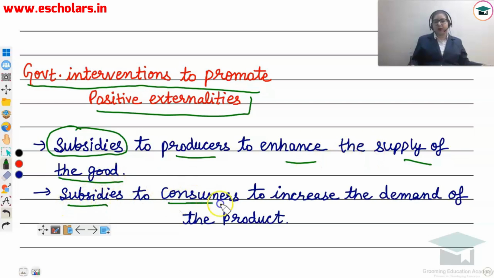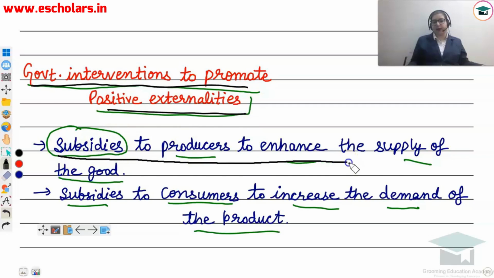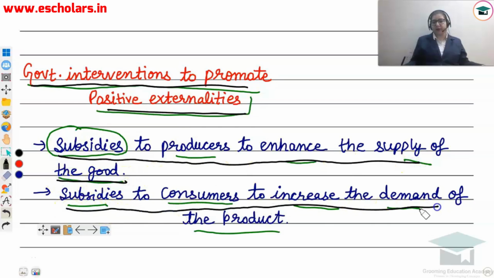And subsidies to consumers can also be provided in order to increase the demand of the product in the market. For example, subsidies are provided on LPG cylinders by the government in order to increase the demand of such products in the market. So let's recall it till now. Government interventions to promote positive externality: subsidies to producers to enhance the supply of the good, and subsidies to consumers to increase the demand of the product.